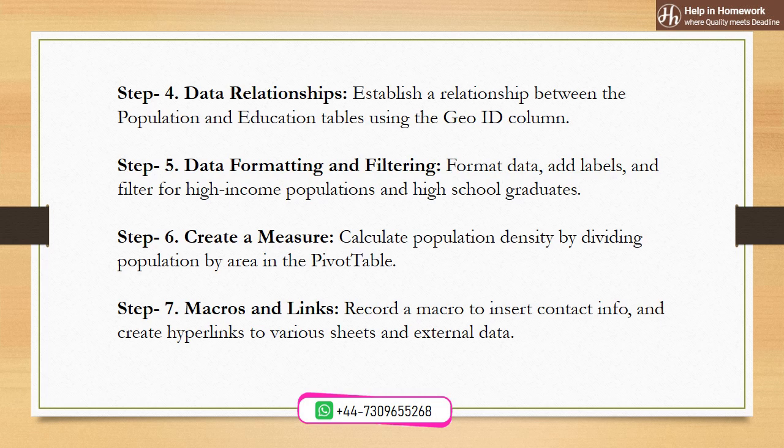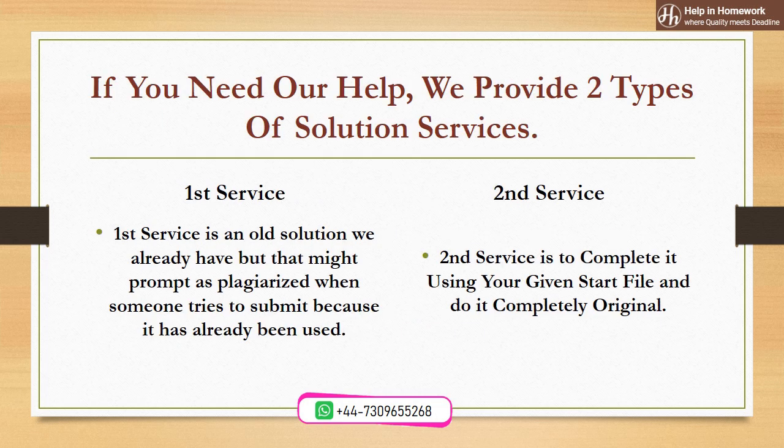Step 5. Data formatting and filtering. Format data, add labels, and filter for high-income populations and high school graduates. Step 6. Create a measure. Calculate population density by dividing population by area in the pivot table. Step 7. Macros and links. Record a macro to insert contact info, and create hyperlinks to various sheets and external data.